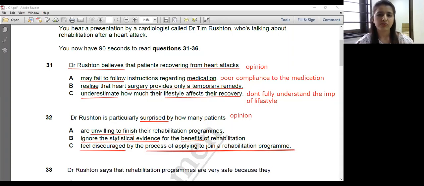Just because you might have heard something about medication, you should not end up choosing A as the answer. Similarly, just because you heard something about exercise, you would not end up choosing lifestyle as the answer. Do not just pick up random keywords. The whole sentence should make sense. If he is saying that although they have been given all the instructions, they poorly comply to the medication, then that would be the correct answer.